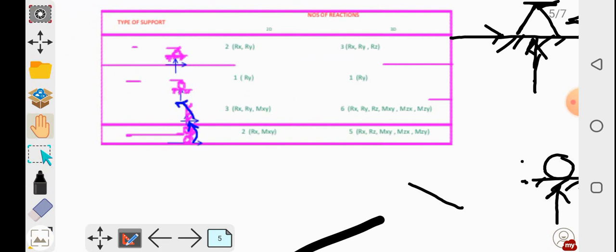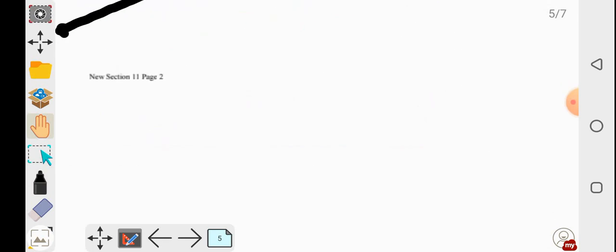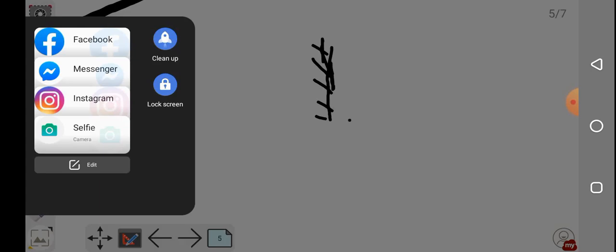The next type of support is fixed support. Fixed support is represented like this. Fixed support means inbuilt support, right?